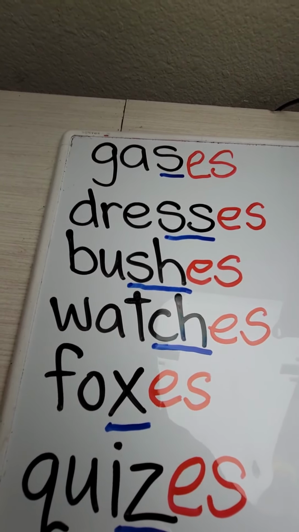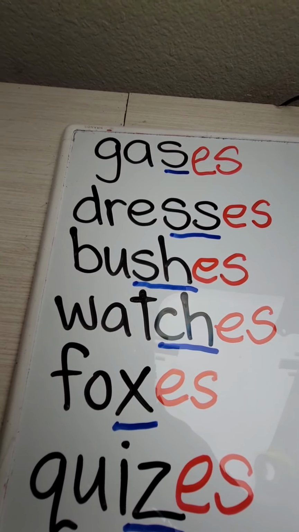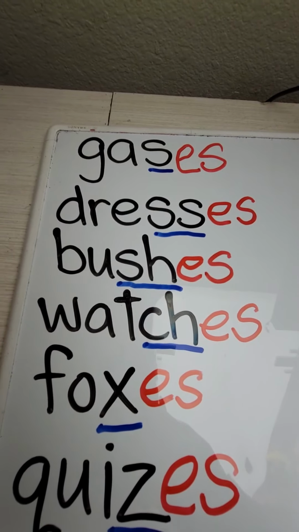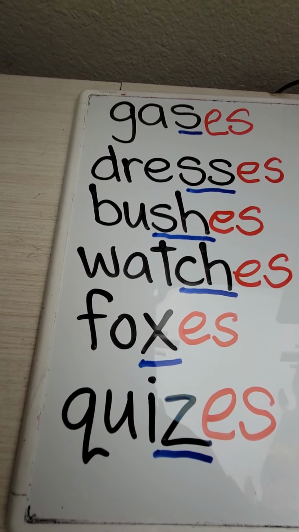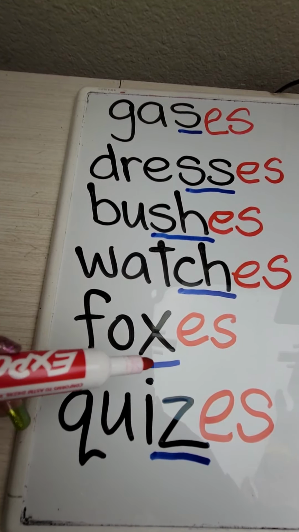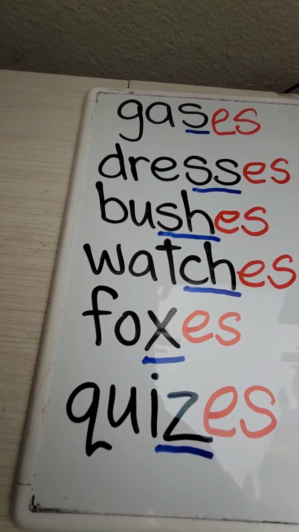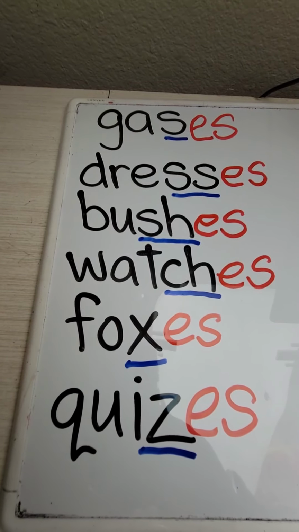Watch, singular, I have a watch. Plural, I have 5 watches. Fox, singular, I see a fox. Plural, I see 2 foxes in the woods.